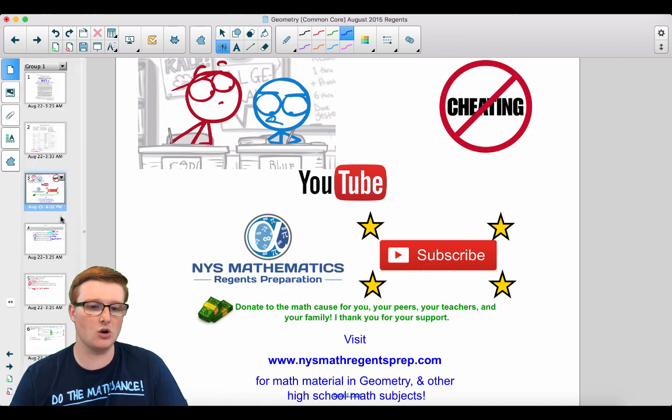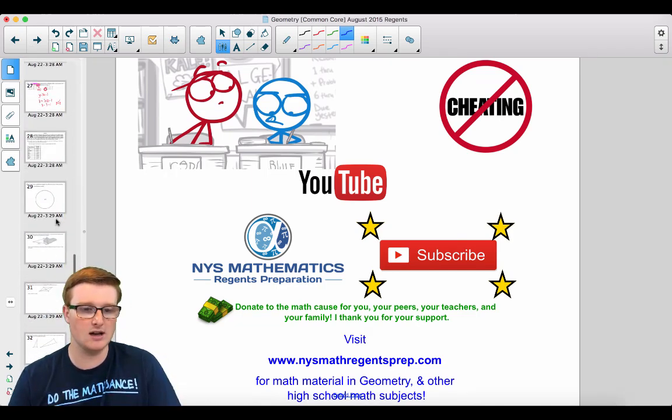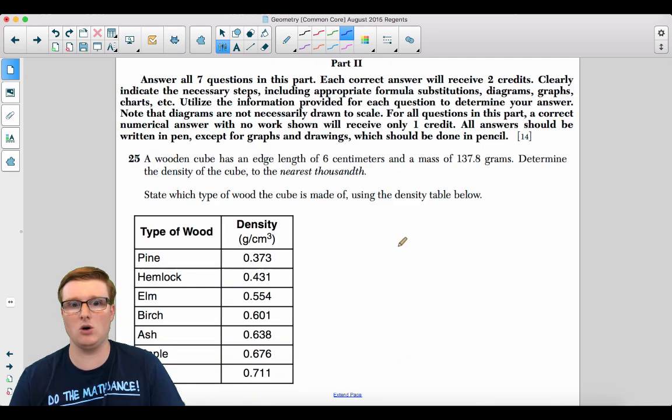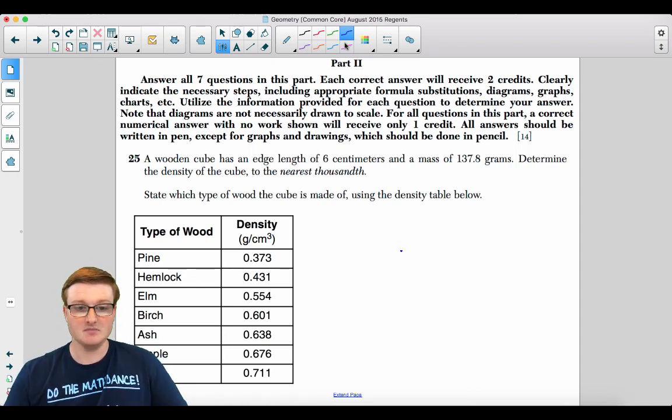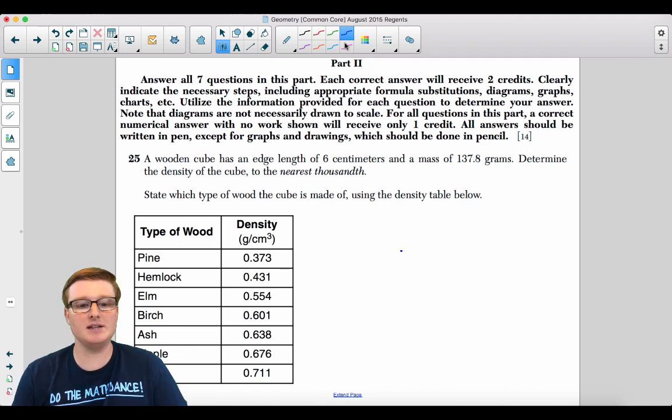Without further ado, we're going to go right into the part 2s. I don't want to waste any time because this will take a long time. Starting off with question number 25. A wooden cube has an edge length of 6 centimeters and a mass of 137.8 grams. Determine the density of the cube to the nearest thousandth. And then state which type of wood the cube is made of using the density table below.